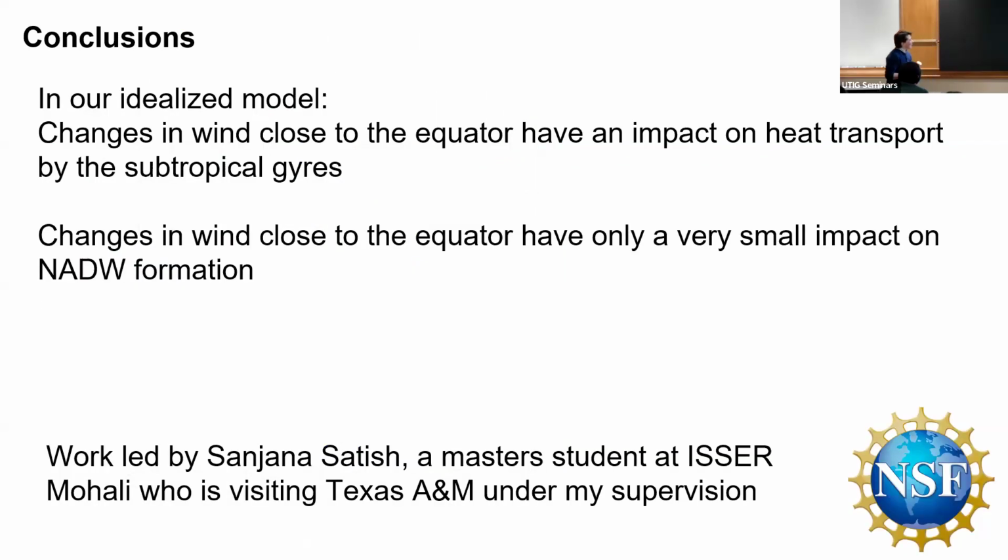So we found that in our idealized model, changes in wind close to the equator have an impact on heat transport by the subtropical gyres, but only a very small impact on heat transport in the far North Atlantic. And so they really don't have an impact on North Atlantic deep water formation. Okay, it was short, but that is the talk.